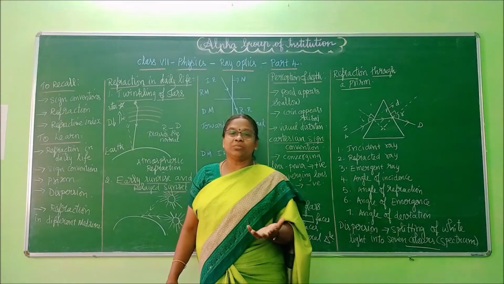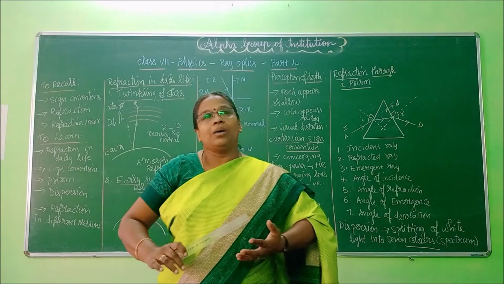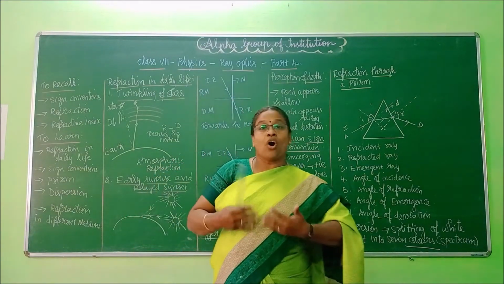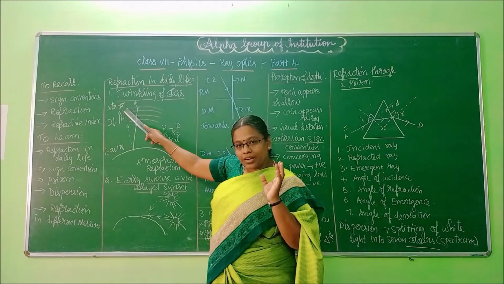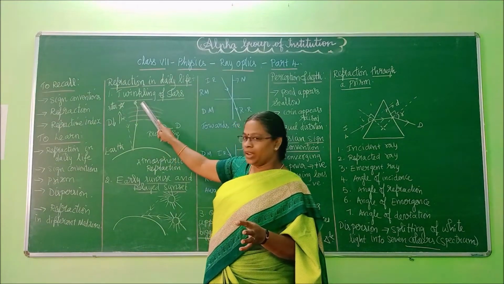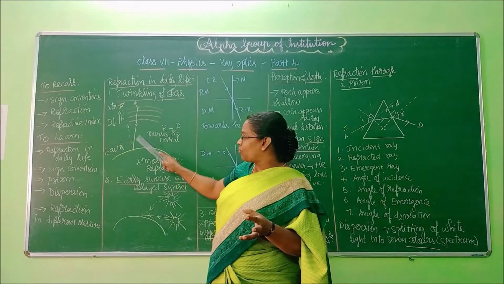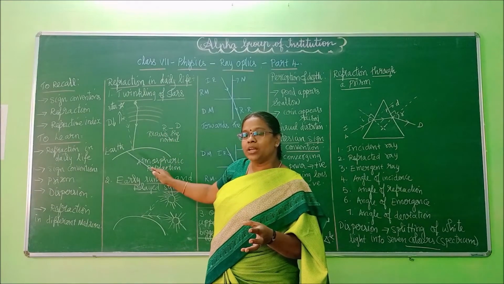Apparently means what? In a false way, false. It is not actually situated over there. Its real position is here only. But due to the refraction of light, what will happen to the star position?